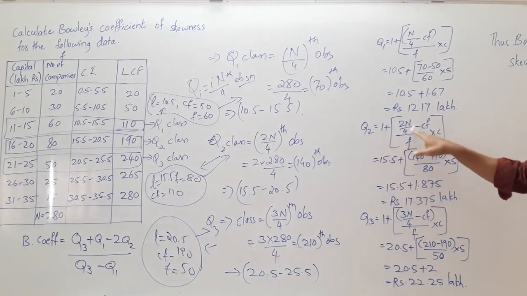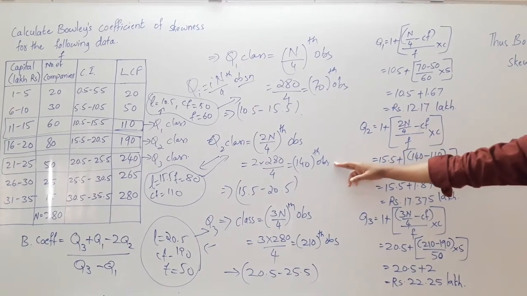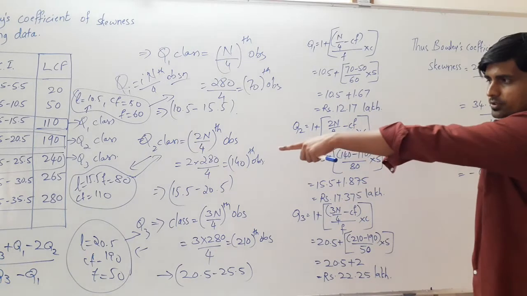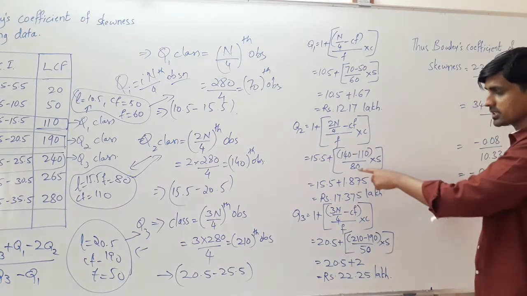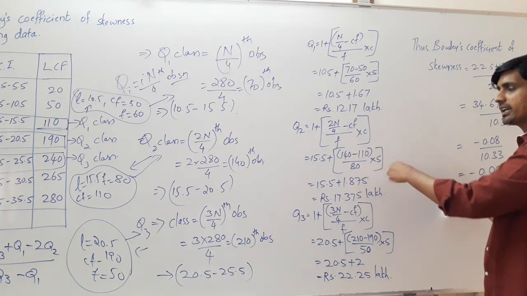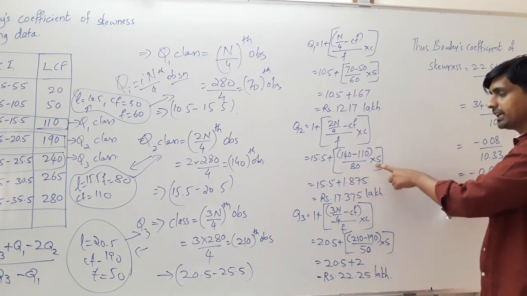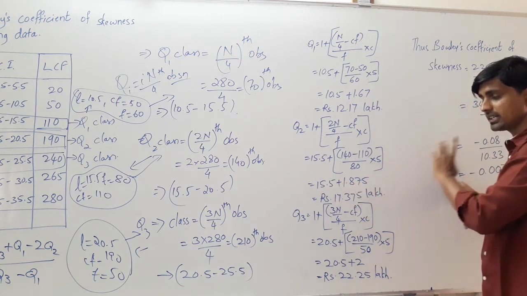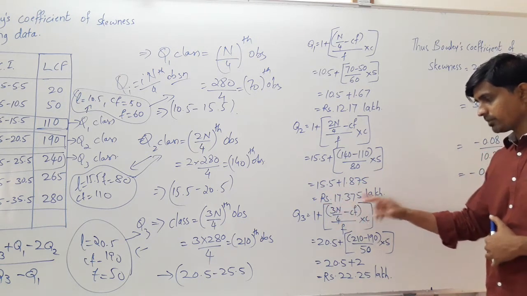Next, Q2 is equal to 2n by 4. We have already calculated 2n by 4. How much is it? 140. 140 minus CF, I have shown you there, 110. F is how much? 80. C is again 5. So 140 minus 110 is 30. 30 divided by 80 into 5 is 1.875. So 15.5 plus 1.875 is equal to 17.375.